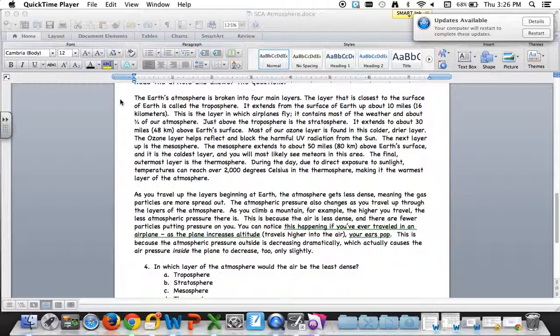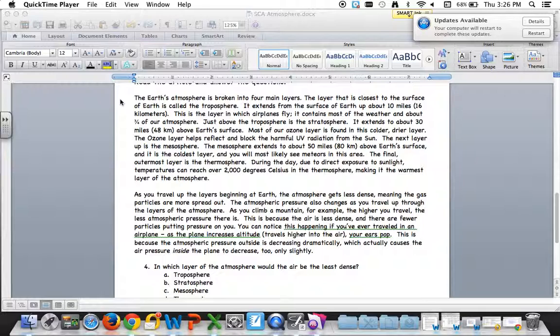Just above the troposphere is the stratosphere. It extends to about 30 miles, 48 kilometers above Earth's surface. Most of our ozone layer is found in this colder, drier layer. The ozone layer helps reflect and block the harmful UV radiation from the sun. The next layer up is the mesosphere. The mesosphere extends about 50 miles, 80 kilometers above Earth's surface and is the coldest layer, and you will most likely see meteors in this area.